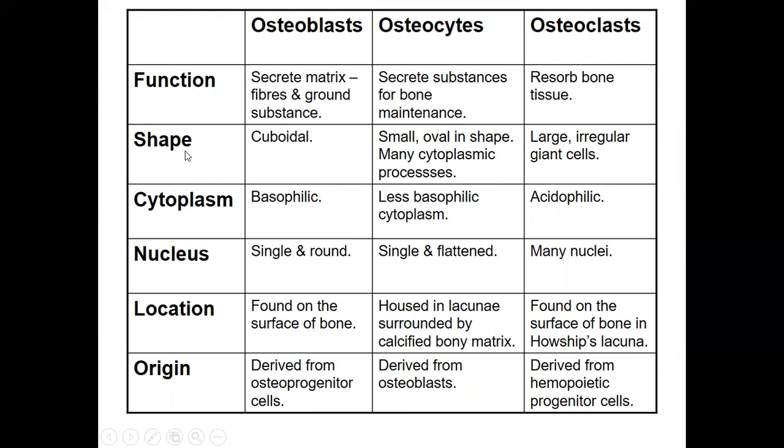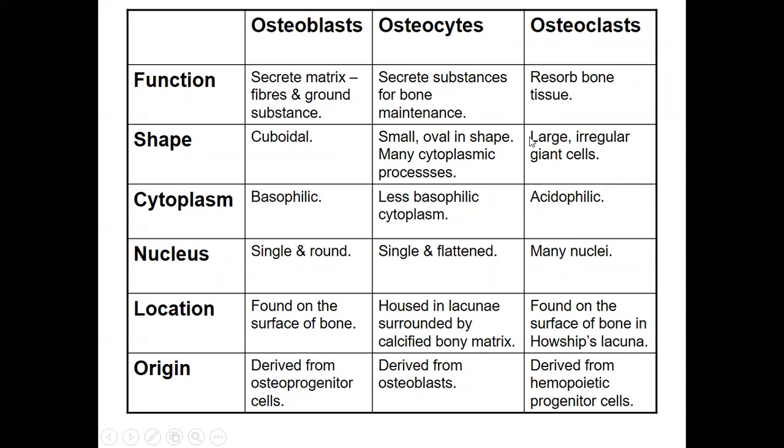The shape of the osteoblast is cuboidal. The osteocyte is small and oval in shape, and there is the presence of many cytoplasmic processes. If you find a lot of cytoplasmic processes, it means that the cell actually belongs to the osteocyte.